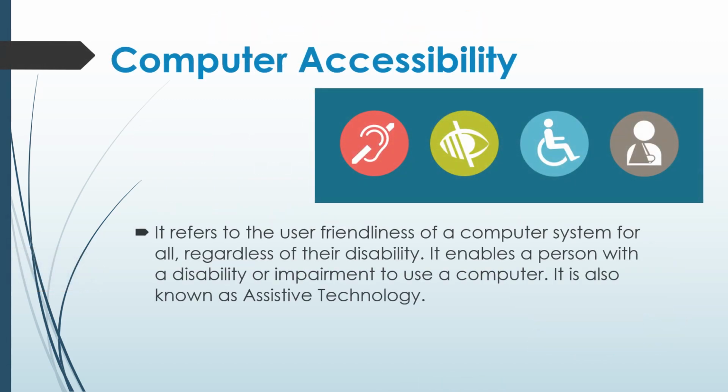Accessibility refers to the user friendliness of a computer system for all, regardless of their disability. It enables a person with a disability or impairment to use a computer. Means when a person has disabilities like audio, visual, or physical disabilities, then the person is able to use the computer. The computer provides us the tool that is called the accessibility option to use the computer.